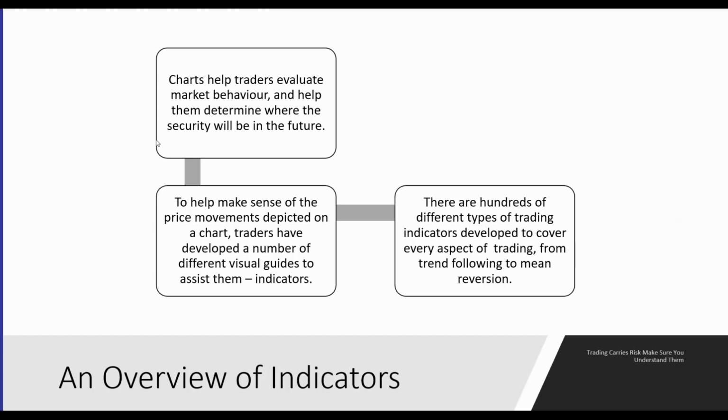Charts help traders evaluate market behavior and help them to determine where the security will be in the future. To help make sense of the price movement depicted on a chart, traders developed a number of different visual guides to assist them. These are called indicators. There are hundreds of different types of trading indicators developed to cover every aspect of trading, from trend following to mean reversion.